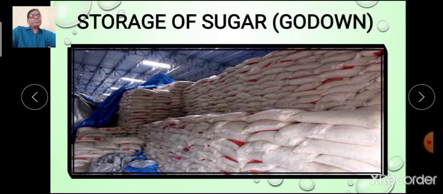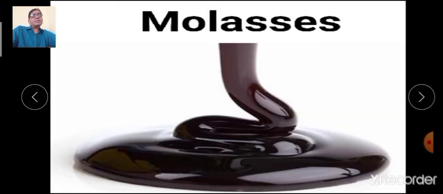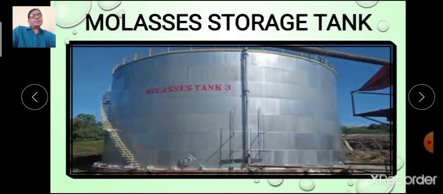Now the mother liquor, that is the molasses, is discarded from the centrifugal machine and is stored in the molasses storage tank, and this molasses is further used for a number of purposes, for making, that is the production of ethanol by the fermentation method, which we are going to see in depth next.